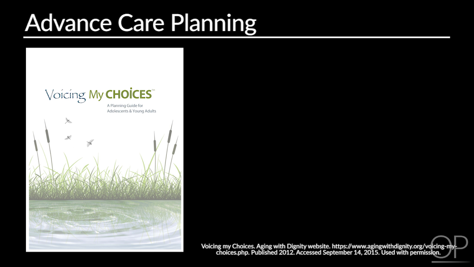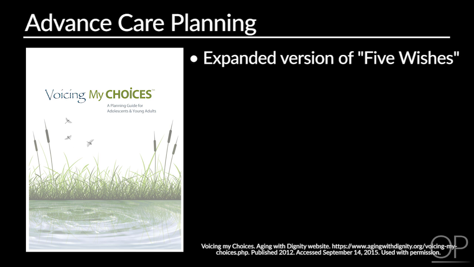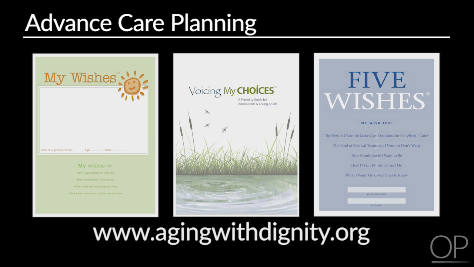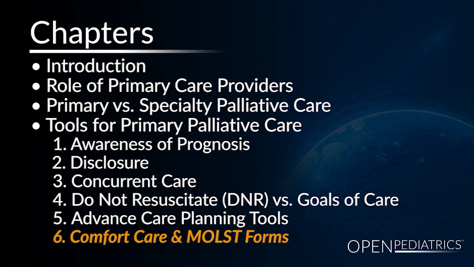I do want to bring attention to Voicing My Choices. Research on adolescents related to 5 Wishes found that adolescents had further concerns about how they would be remembered and how they wanted to be treated. And so Voicing My Choices is an expanded version of that with some of the language that is more appropriate to teens. These are all available from a website called agingwithdignity.org.